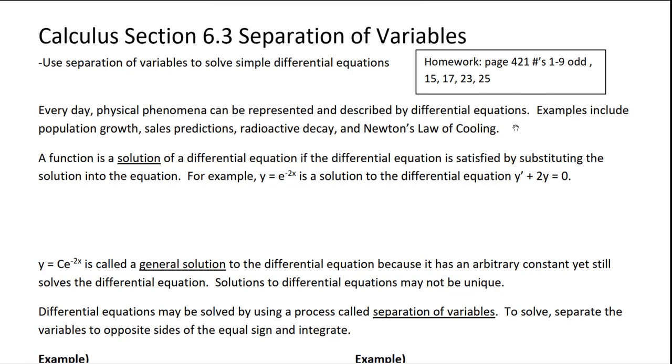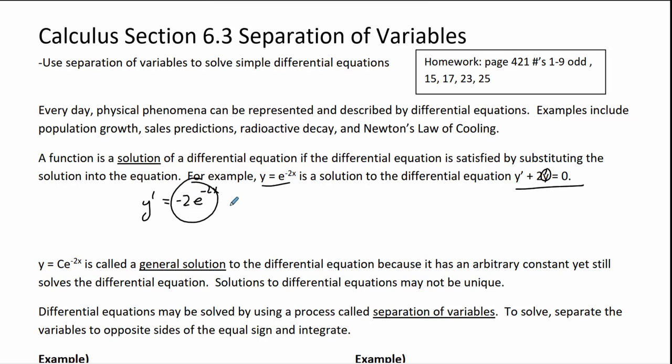A function is a solution of a differential equation if the differential equation is satisfied by substituting the solution into the equation. So for instance, if we say that y equals e to the negative 2x is a solution to this equation, how does this actually work? Well, since y is e to the negative 2x, I can plug that in right there. But then it says y prime. So if I took the derivative of this, I would get negative 2e to the negative 2x.